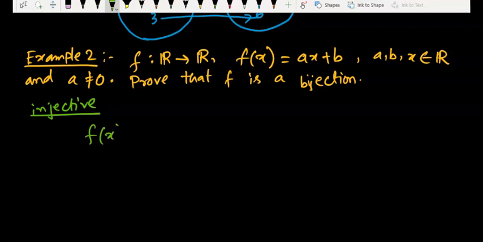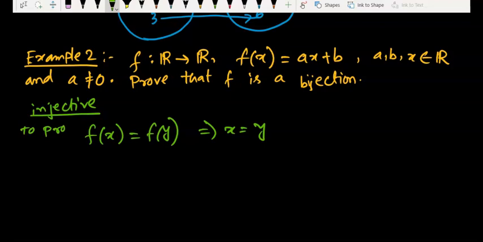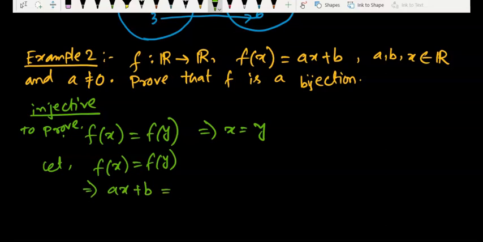If f(x) equal to f(y), that implies x equal to y. This is the definition of injection. So we have to prove that f(x) equal to f(y) implies x equal to y. So let f(x) equal to f(y). What is f(x)? f(x) is ax plus b, and f(y) is ay plus b.